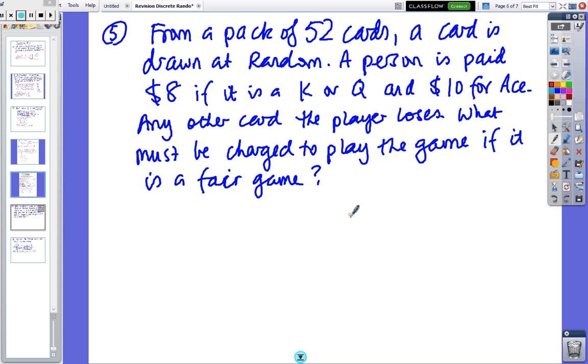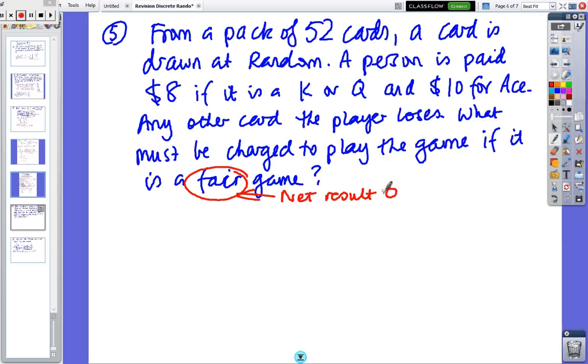Okay, so from a pack of 52 cards, a card is drawn at random. A person is paid $8 if it's a king or a queen and $10 for an ace. For any other card the player loses. What must be charged for the game to be fair? So for fair, we need to get a nil, like a net result of 0.